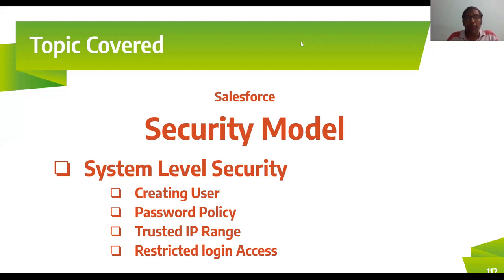In the security model, we are going to discuss system level security. Security is of two types: one is system level security, the other is called application level security. So in this section, we are going to discuss the system level security.